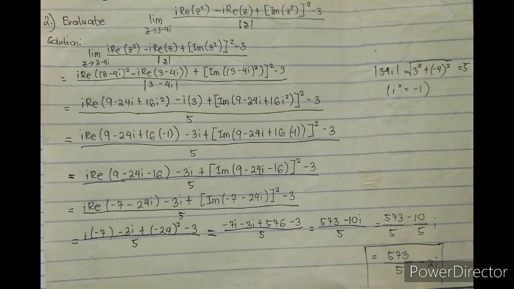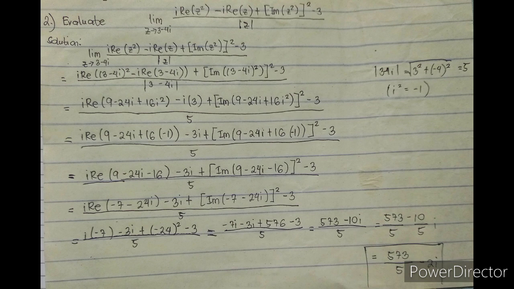Evaluate the limit of i real part of z squared minus i real part of z plus imaginary part of z squared minus 3, all over the absolute value of z, as z approaches 3 - 4i. Now, first we need to substitute the value of our z, which is equal to 3 - 4i. Simplify the following: i real part of 9 - 24i + 16i squared, minus i times 3, plus imaginary part of 9 - 24i + 16i squared minus 3, all over 5.